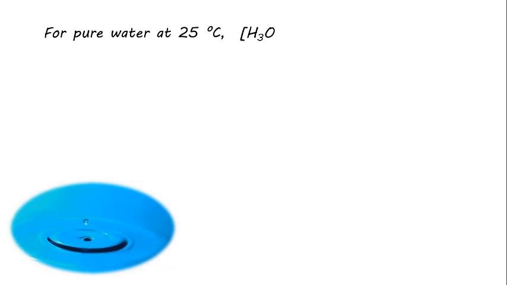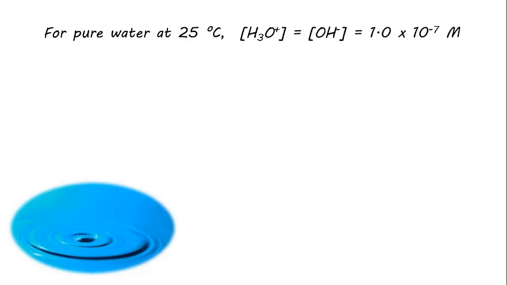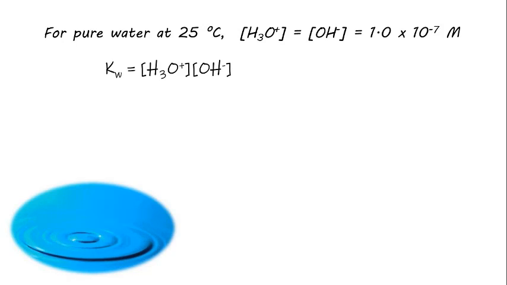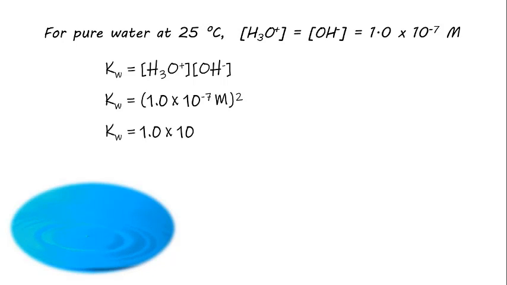For pure water at 25 degrees Celsius, the concentration of hydronium ion is equal to the concentration of hydroxide ion, which is equal to 1 x 10^-7 molar. So from this formula, Kw equals concentration of hydronium ion times concentration of hydroxide ion. We substitute the value into the formula, and finally we get Kw equals 1 x 10^-14 molar squared.